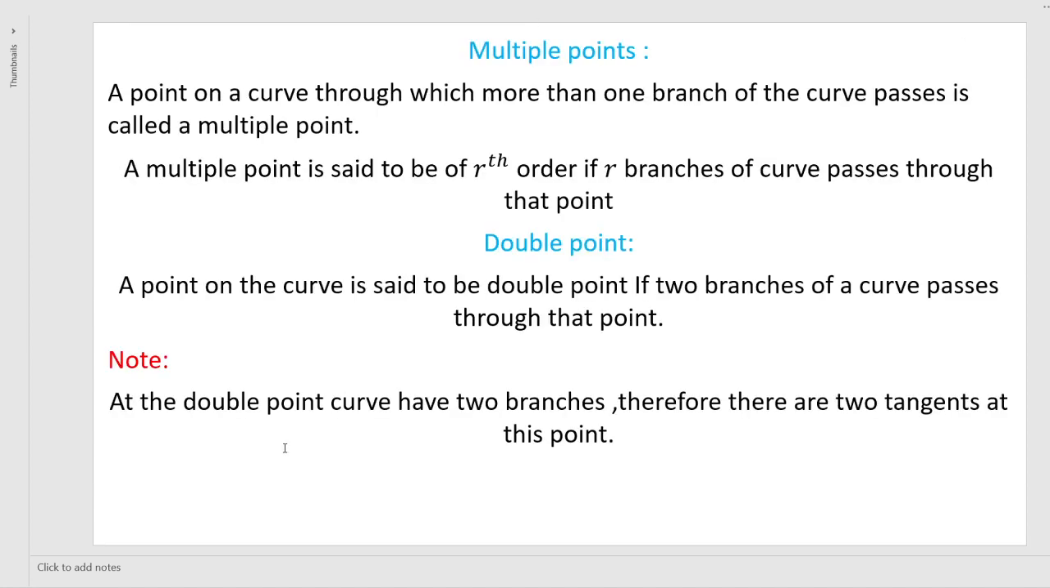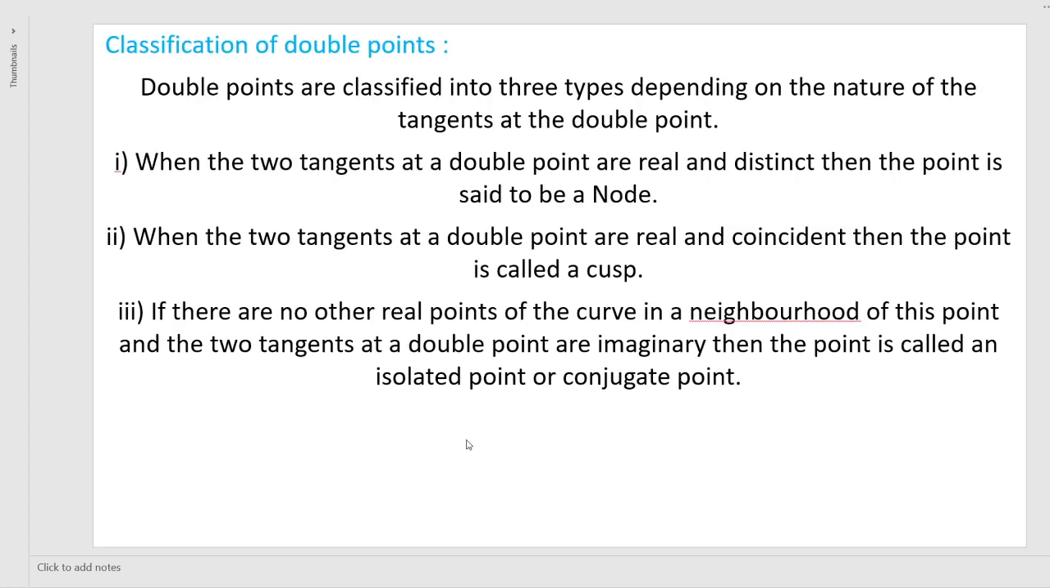Now the multiple point and the double points. A point on a curve through which more than one branch of the curve passes, then we call it a multiple point. And the point on the curve through which 2 branches of the curve pass, then we call it a double point. Okay. At the double point the curve has 2 branches, therefore there are 2 tangents at that point.